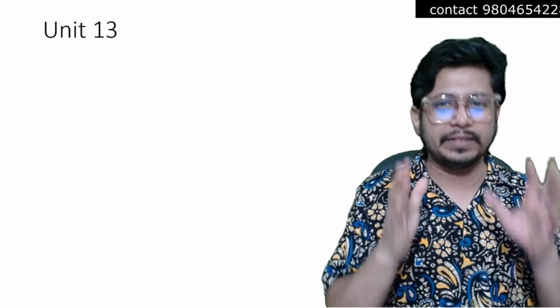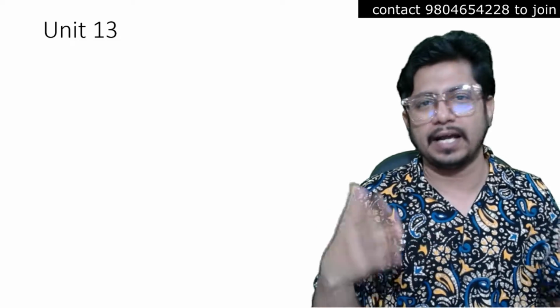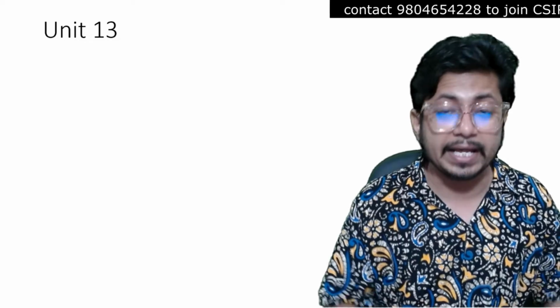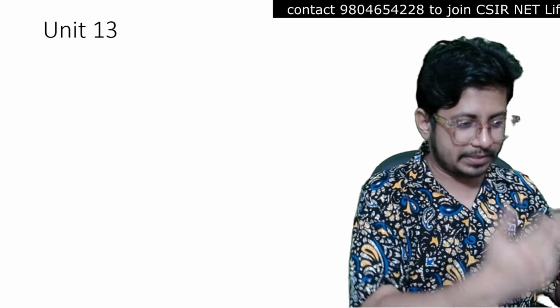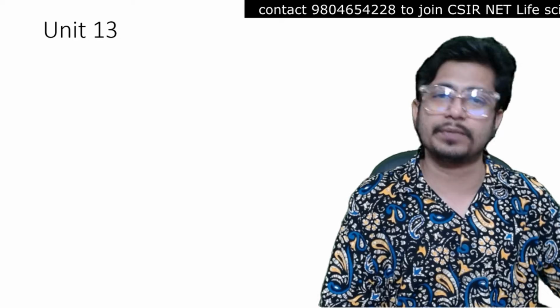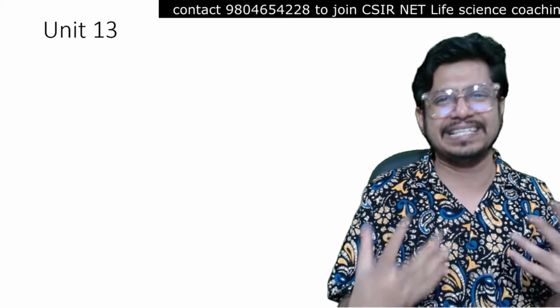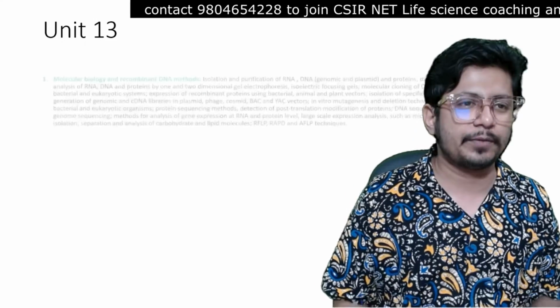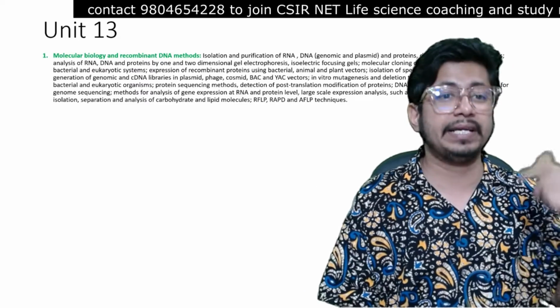Now, unit 13. First I'll start with the syllabus of CSIR NET Life Science Unit 13. I just cut and pasted the syllabus from the CSIR NET website, but it's color graded according to my personal experience as well as ten years of question paper study. Green means most important topics, yellow means moderately important topics, and red means least important topics. Let's start with molecular biology and recombinant DNA methods, that is recombinant DNA technology.